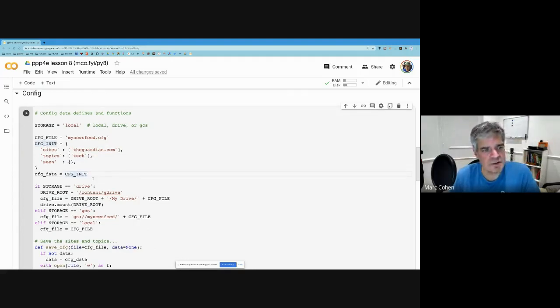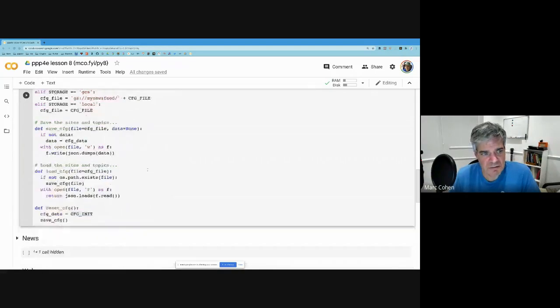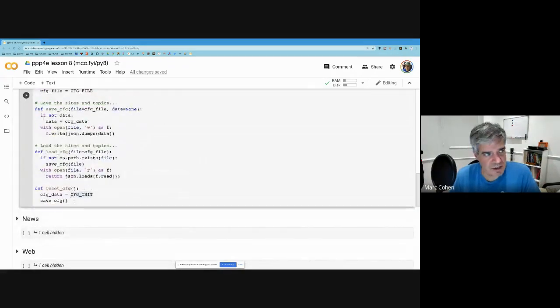The rest of this code should look familiar. Save config writes the configuration data into a file. Load config reads it from a file. And the only thing that's different is now the file can be any one of those three data stores that I mentioned, local, drive, or GCS. And this reset config does the resetting.